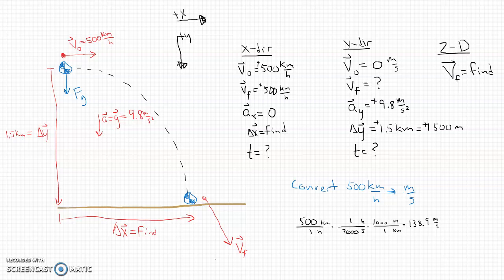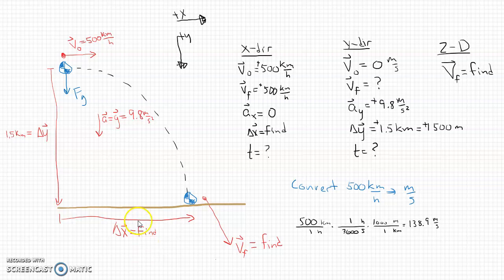Speaking of which, I do need to convert this. I want to get everything into the MKS system. So I'm going to convert down here. There's my conversion. And so when we plug the numbers in later, we'll make sure we use this number and not the 500. My goal here is to find out how far in the x direction this goes, in other words, its displacement. And my goal here is to find this velocity here.